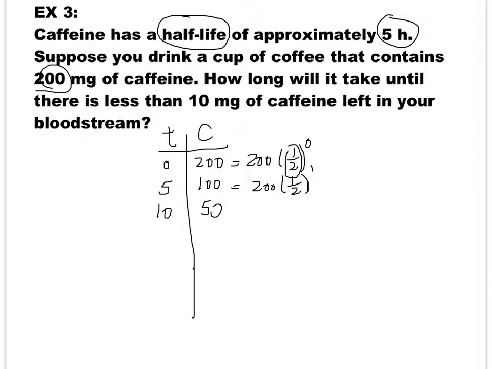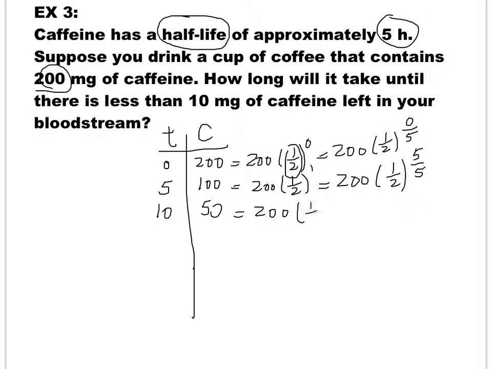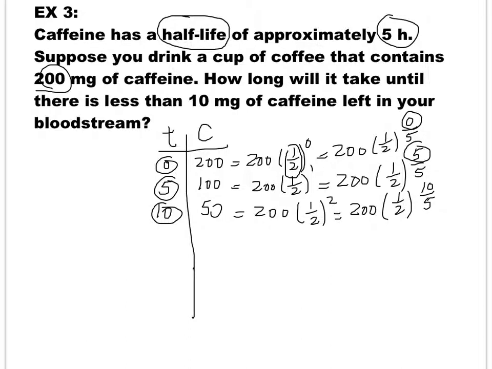200 times 1 over 2 exponent 1 can also be written as 200 times 1 over 2 exponent 5 over 5, because 5 over 5 is 1. Also 0 is 200 times 1 over 2 exponent 0 over 5. 10 can be written as 200 times 1 over 2 exponent 2, because 1 over 2 exponent 2 is 1 over 2 times 1 over 2, which is 1 over 4, and 200 divided by 4 is 50. I can also write this one as 200 times 1 over 2 exponent 10 over 5. If you look at the time and the exponent here, you can see the reason that we are writing it like this.